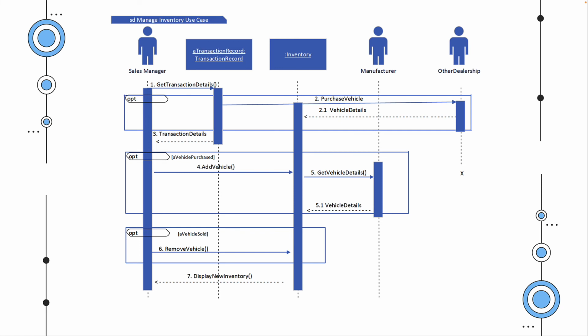3, transaction details. If a vehicle is purchased, then you will add the vehicle. The manager will add the vehicle to inventory. You can get the vehicle details from the manufacturer and then send it to inventory. If a vehicle is sold, then you can remove the vehicle and display the new inventory. All of this information would go to the sales manager in terms of the inventory system.